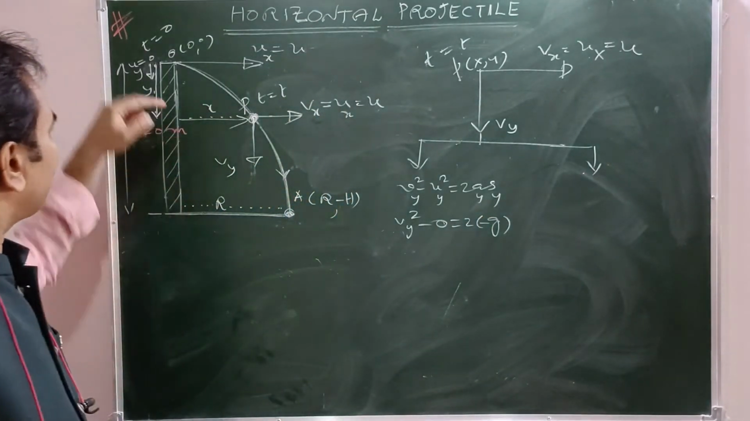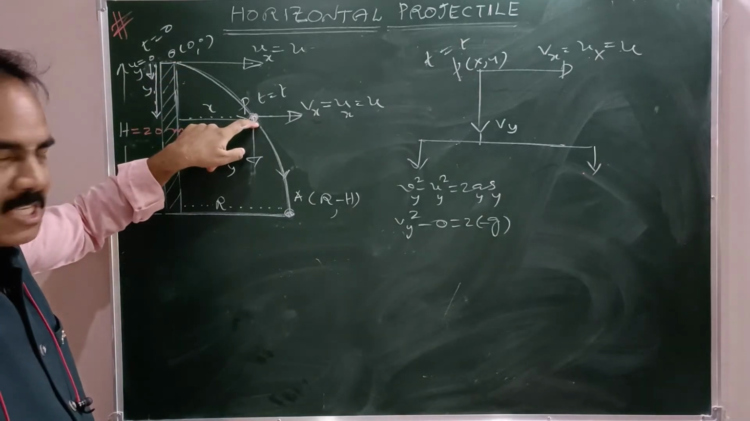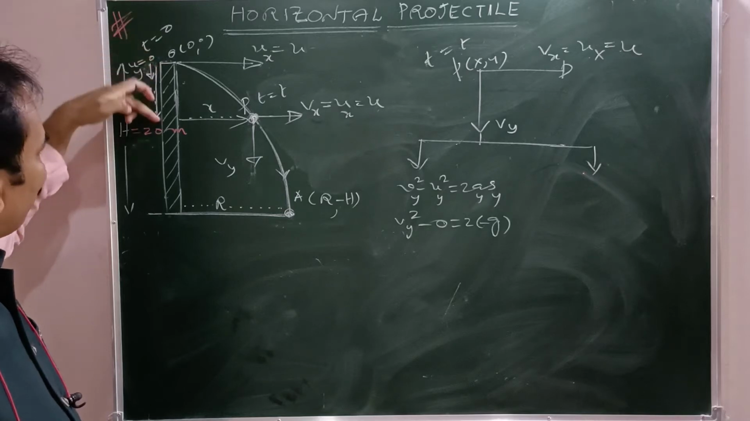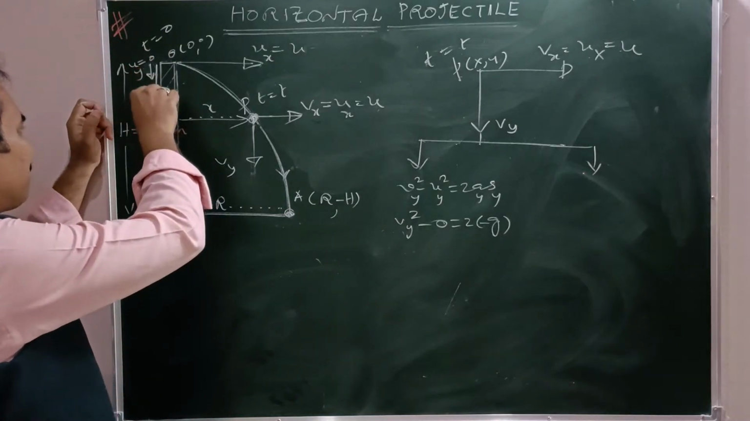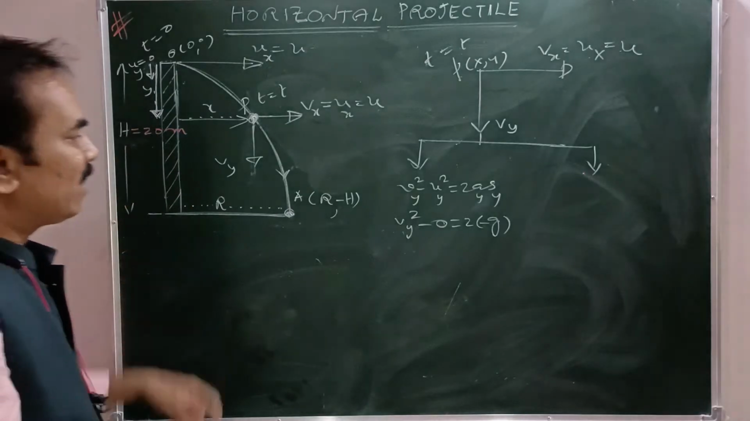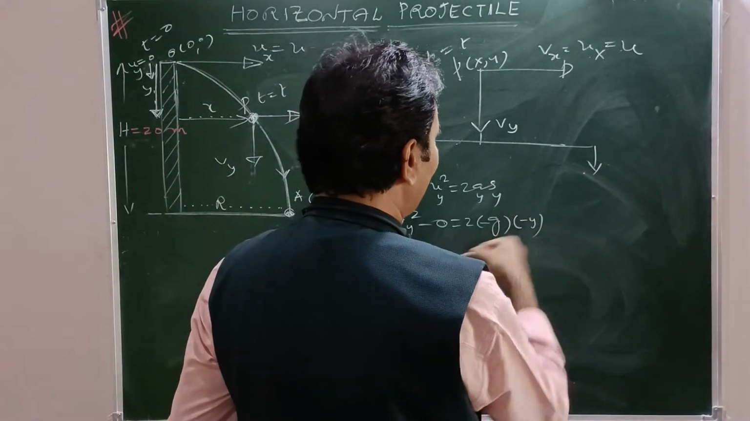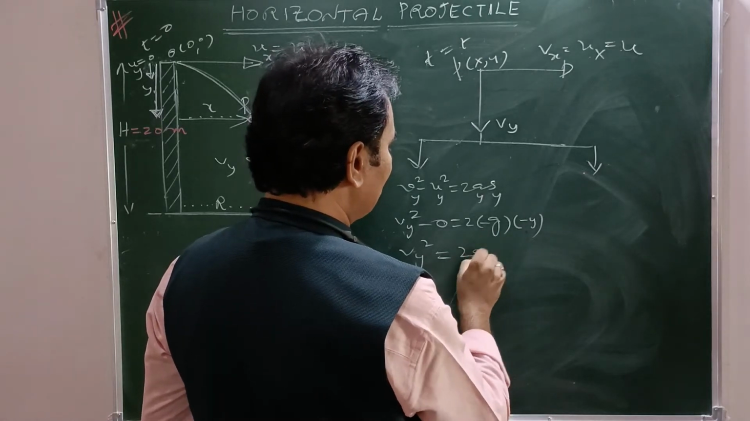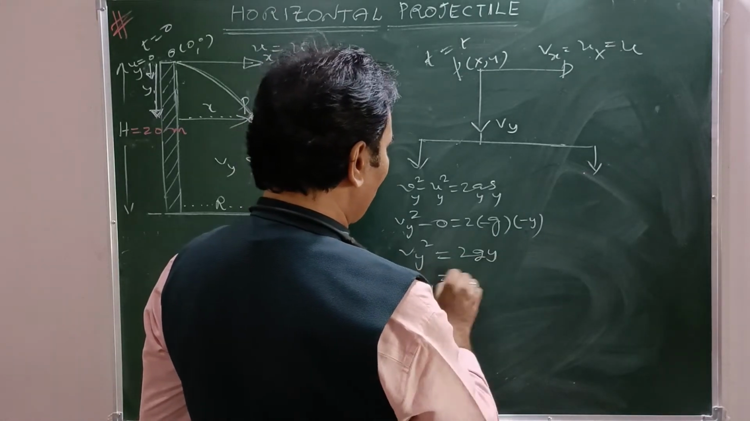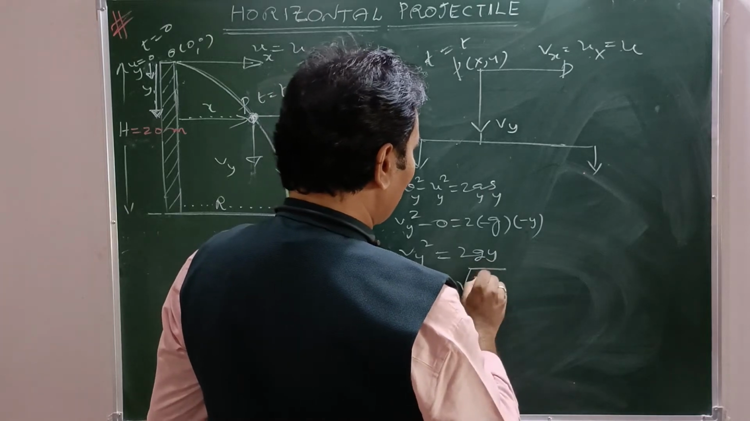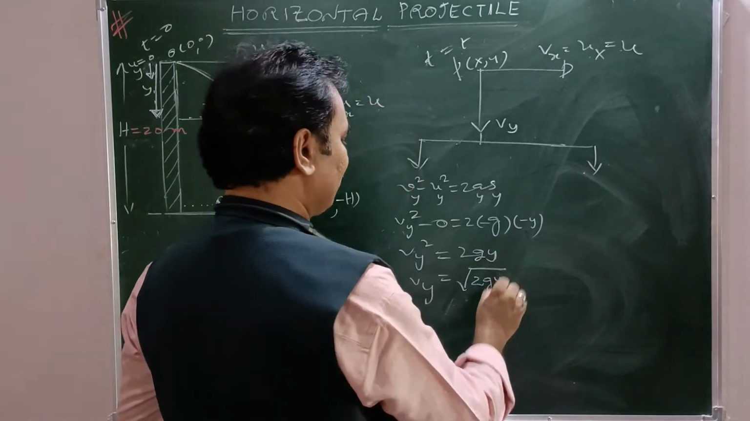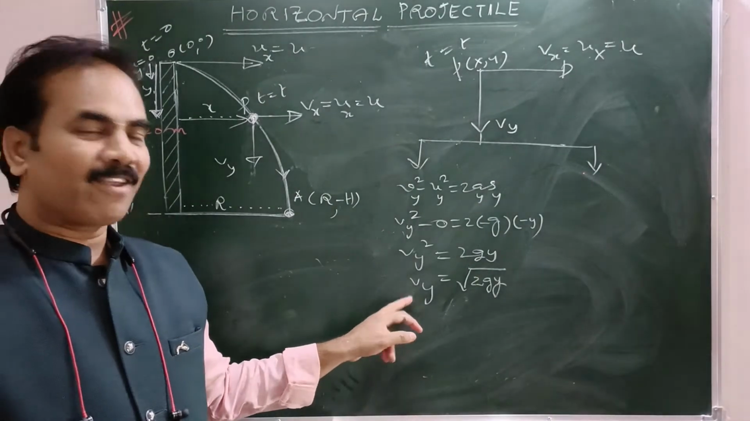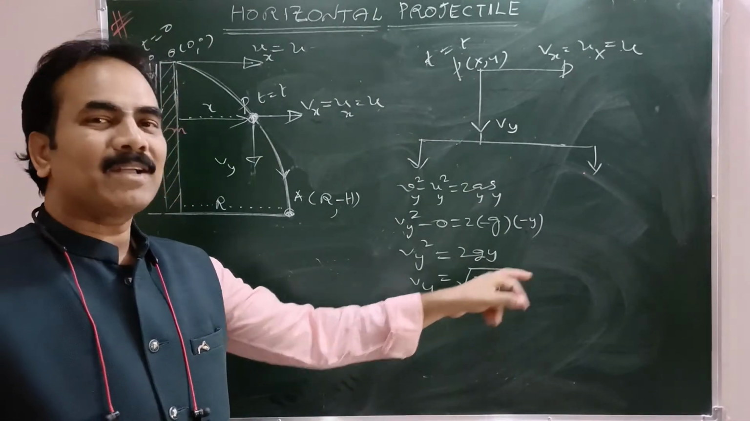Sy. What is Sy on reaching position P? What is the vertical displacement covered? Sy means y with a negative sign. See, this is the vertical displacement covered. So y with a negative sign. That is Vy square equal to minus into minus 2gy, that is plus 2gy. So Vy equal to root over 2gy, right? So this is the vertical component of velocity in terms of the y coordinate.